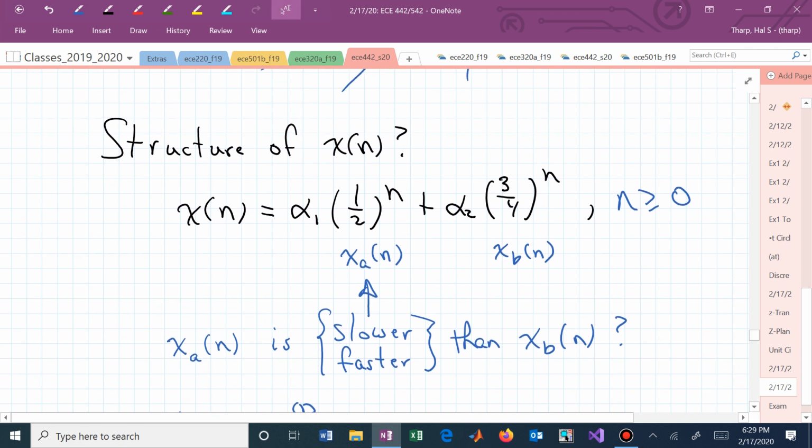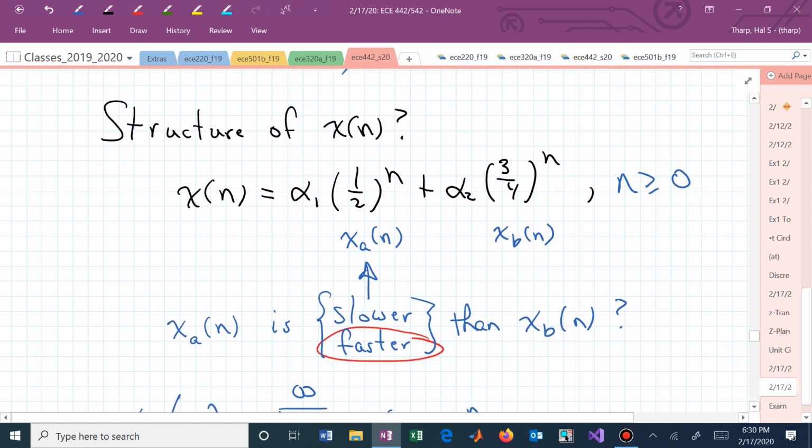Where is 1/2 relative to 3/4? I would just plug in some n's. I would say, okay, 1/2, 1. 1/2 squared is 1/4. What's 3/4 when you square it? 9/16. How does that compare to 1/4? It's much bigger. What about we cube those two and compare them? Which one's collapsing quicker? The one that's closest to z equals 0. The one that's closest to the origin in the z-plane. This is, in fact, supposed to be x sub a of n is faster.